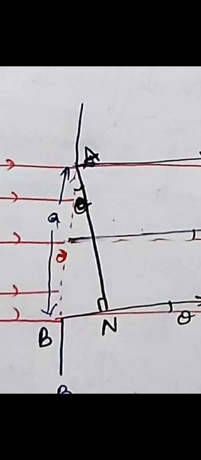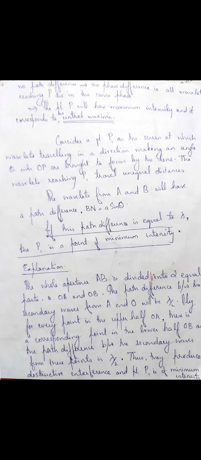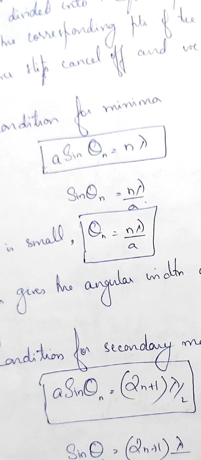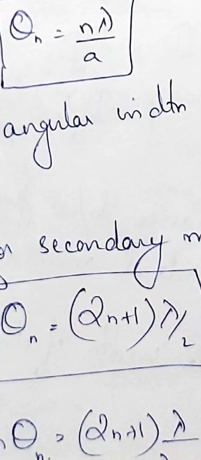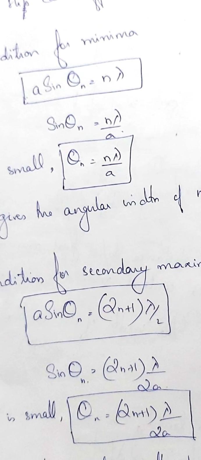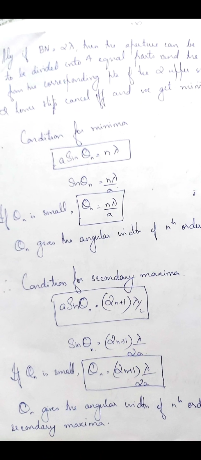That means if A sin theta is equal to n lambda, where n takes integral values 1, 2, 3, etc., then that corresponds to a minima. So I think you have got it. The condition for a minima is A sin theta equal to n lambda. And if n lambda corresponds to a minima, then 2n plus 1 into lambda by 2 must correspond to a maxima. So if A sin theta equals 2n plus 1 into lambda by 2, it corresponds to a secondary maxima. Secondary maxima means it does not have the maximum intensity of the central maxima.